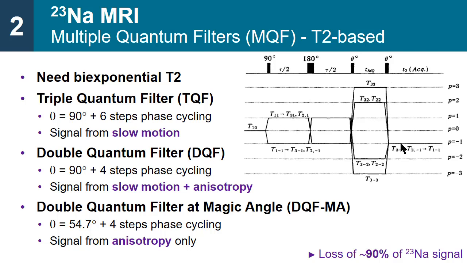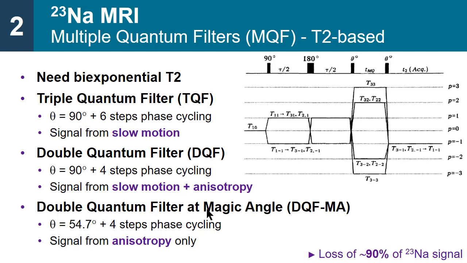And after the third pulse, you can create this triple quantum coherence that's going to evolve into a single quantum coherence that you can detect with NMR. If you do the same 90s here but with different phase cycling, you can detect signal from both slow motion and anisotropic. So if you have anisotropy in your cells, maybe in white matter or in muscles, you can detect another signal. It gives you some more information.